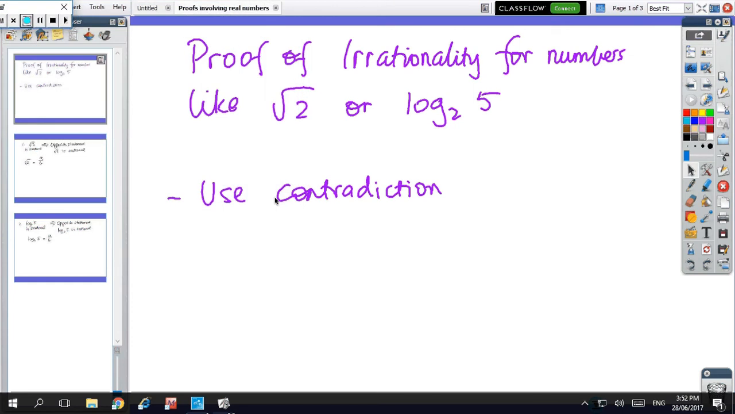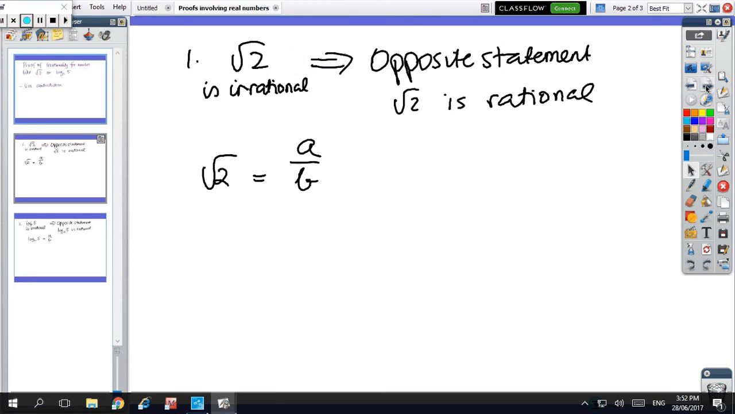Okay, so in this video we're just going to be looking at more proofs for real numbers, but we're looking at the irrationality of numbers like, for instance, square root of 2 or log base 2 of 5, and we're going to use the contradiction approach. And again, you've had some practice on these, but we'll have more practice. Okay, so what we're looking for in a contradiction is we need to prove the opposite statement. We need to start with an opposite statement and then prove an irrationality. So if root 2 is irrational, the opposite statement is root 2 is rational.